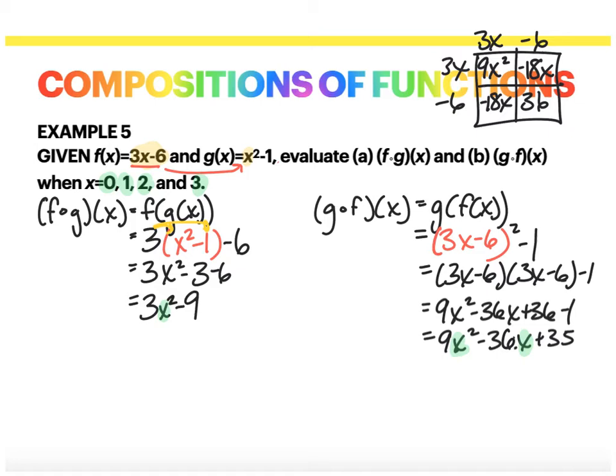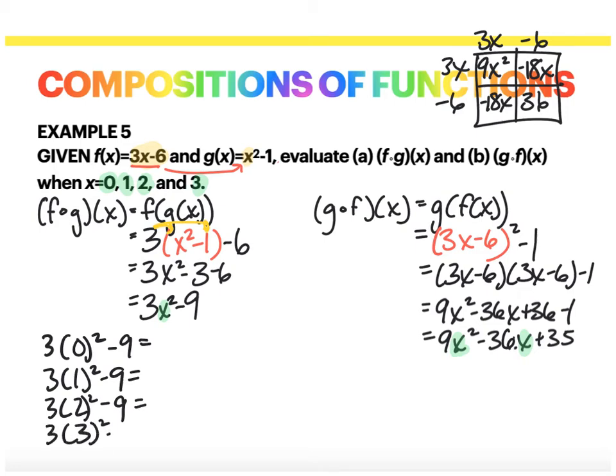All right, so looking at the function here on the left, we can do 3 times 0 squared minus 9, 3 times 1 squared minus 9, 3 times 2 squared minus 9, and 3 times 3 squared minus 9. So anything times 0 is 0, and so this reduces to negative 9. So when x equals 0, our function is negative 9, f of g of 0.